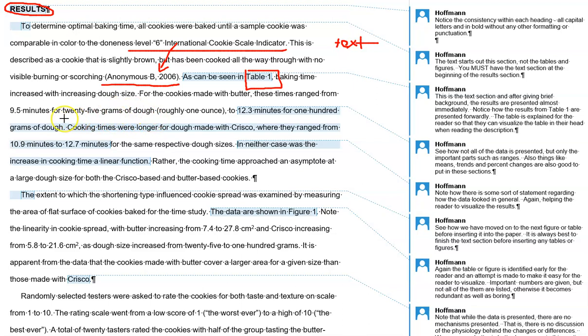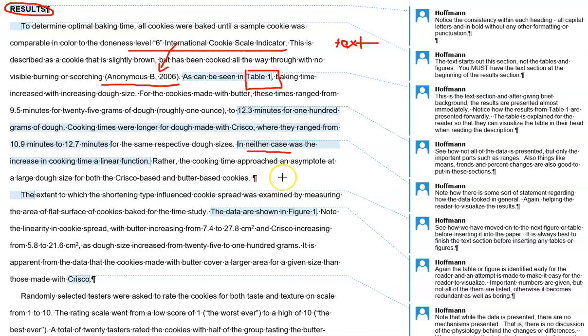Give the different sizes, and then looked at the comparison between these. It also noted, trying to make it come alive for the reader, that the increased cooking time was not linear, right? So it says in neither case was the increased cooking time a linear function. So if you have a trend or data points over time, can you extrapolate from that?